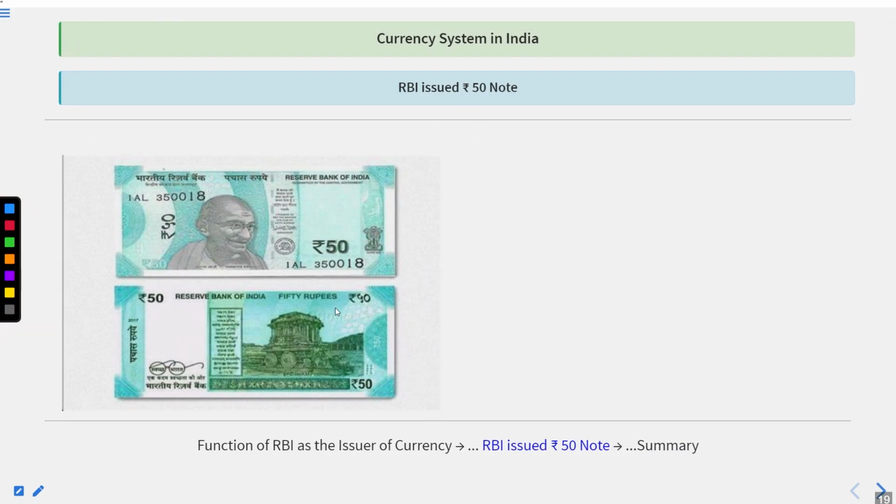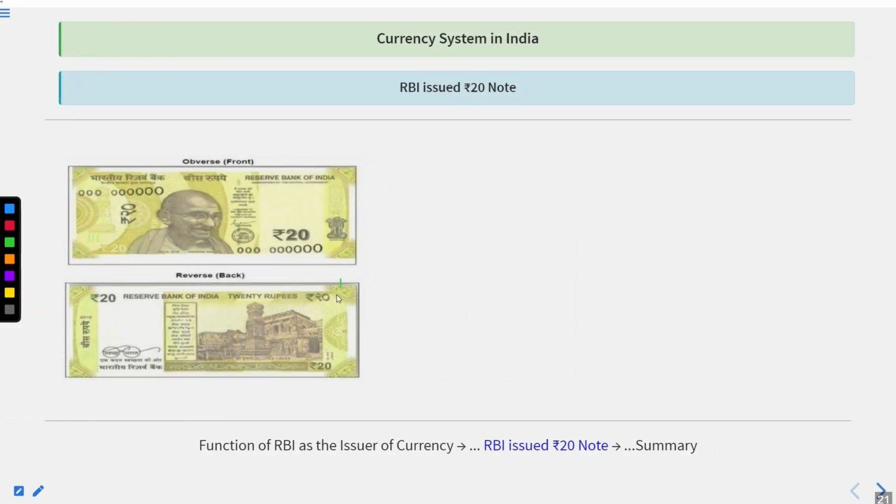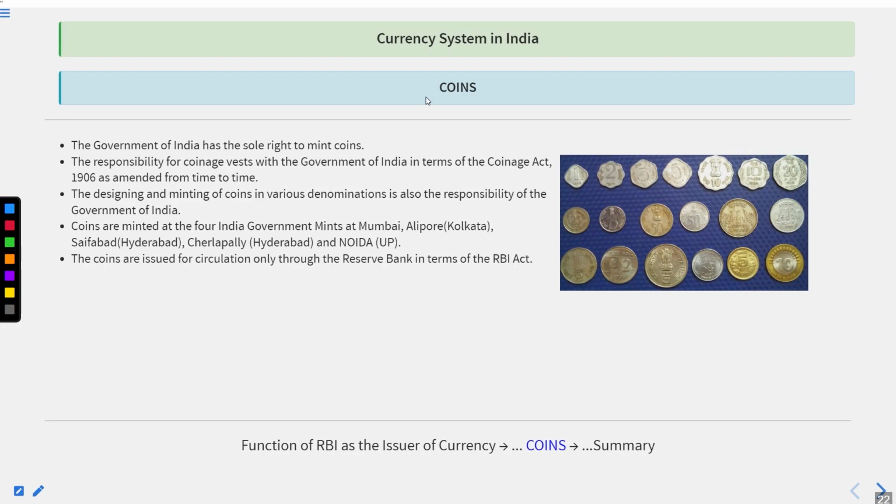Now rupees 50 note you can see here. 100 note you can see here. Rupees 20 note you can see here. Now if we talk about the coins that we have in India.